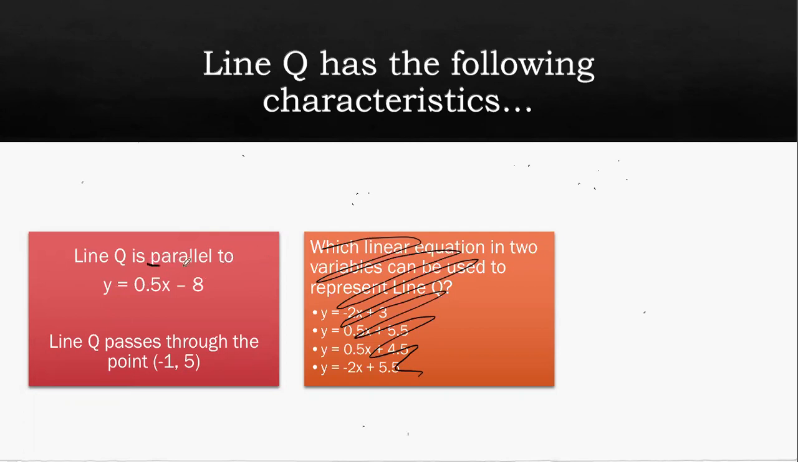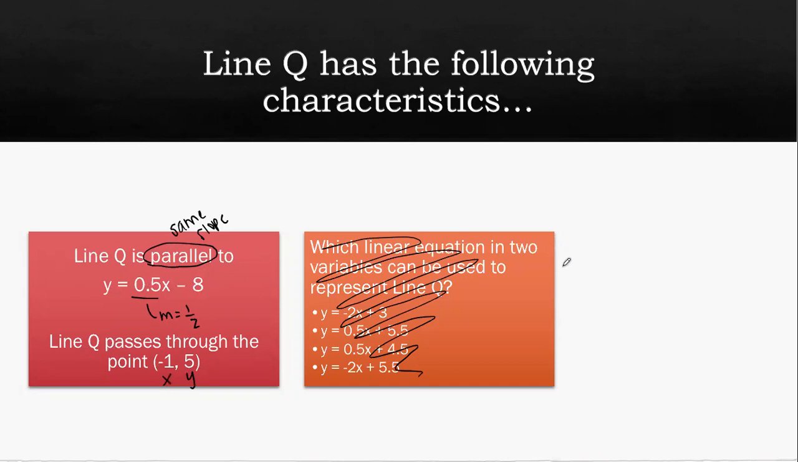Parallel. On these problems, why are they most missed? Because people miss the important part. Parallel means same slope, so same as y equals 0.5x minus 8. What is the slope of this line? Alex? 0.5. Awesome. So 0.5 is my slope. I need something with the same slope, but I know it's going to have a different y-intercept, so I don't really need that minus 8 part. And it passes through the point -1, 5.